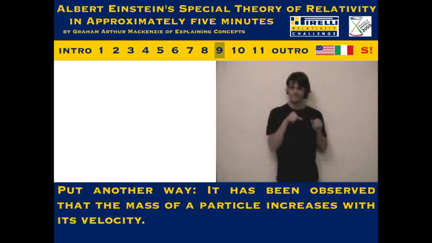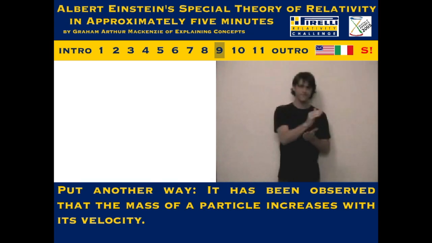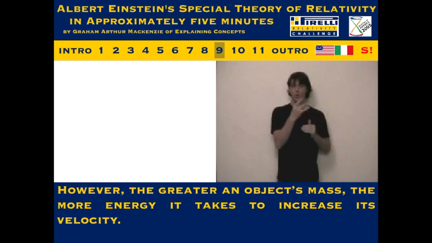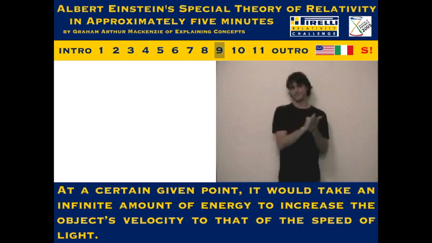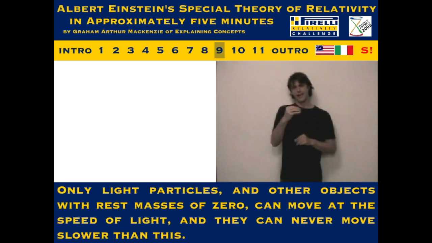Put another way, it has been observed that the mass of a particle increases with its velocity. However, the greater an object's mass, the more energy it takes to increase its velocity. At a certain given point, it would take an infinite amount of energy to increase the object's velocity to that of the speed of light. Only light particles, and other objects with rest masses of 0, can move at the speed of light, and they can never move slower than this.